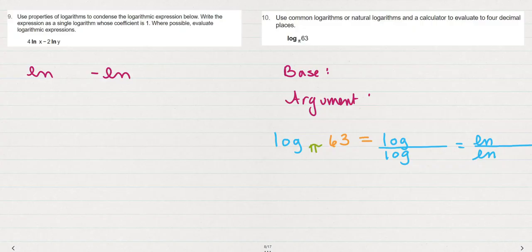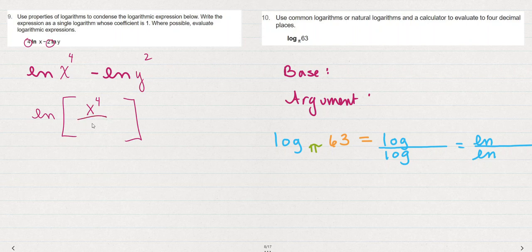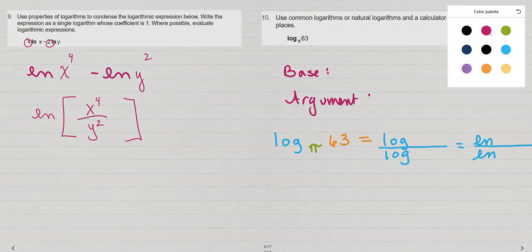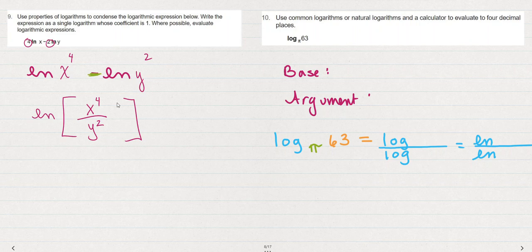Next example, we've got use the properties to condense. So if I condense this, it's subtraction. We've got x to the 4 y squared, right? So I can start by working backwards with those coefficients. And if it's subtract, okay, condense, I'm going to write it as just a single log. And we've got a subtraction, so it's divided by y squared. Do you see the connection here? The subtraction becomes a fraction bar.